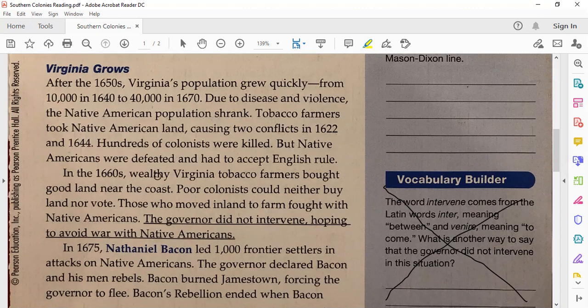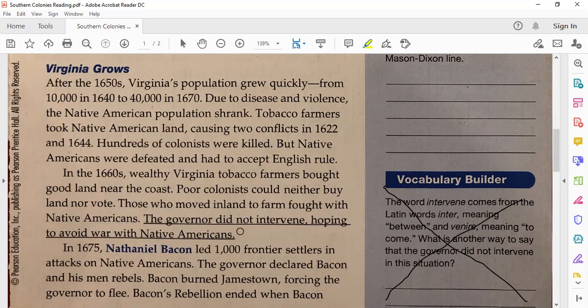In the 1660s, wealthy Virginia tobacco farmers bought good land near the coast. Poor colonists could neither buy land nor vote. The reason why is because you had to be able to prove that you owned land to be able to vote. That was one of the requirements early on. Those who moved inland to farm fought with Native Americans. The governor of Virginia did not intervene, hoping to avoid war with Native Americans.